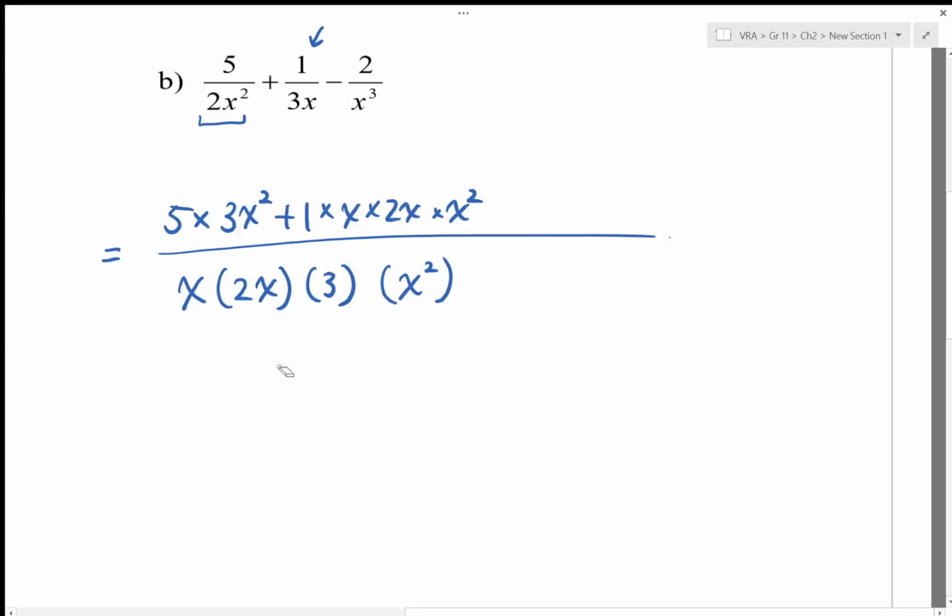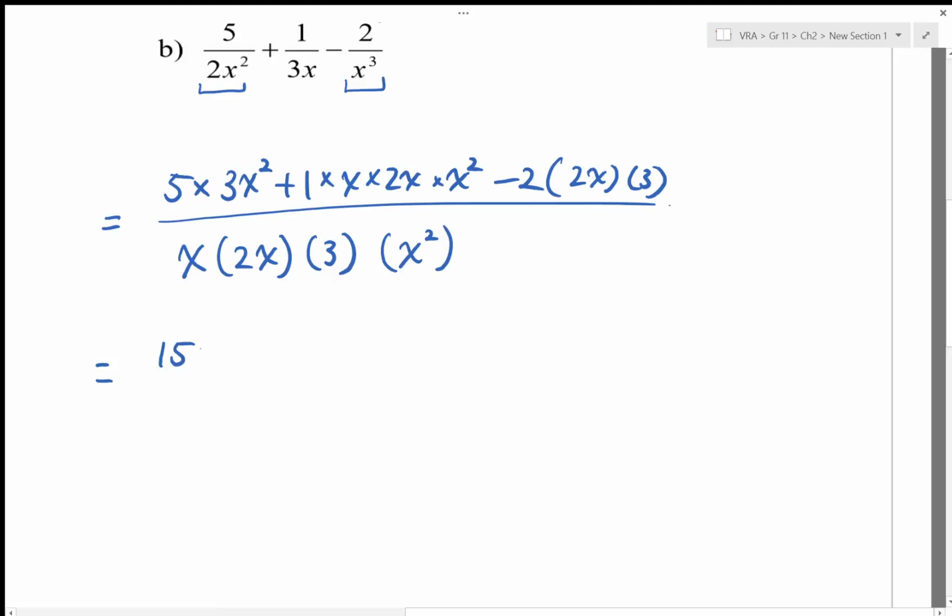Okay. Now the next, for this negative 2, what's missing here, comparing this x cubed and this whole common denominator, is x, 2x, and then 3. Actually, it's just 2x and 3, right? Because this x and x squared becomes x cubed. So then you have 2 times 2x times 3. So all we have to do now is just simplify the top, and everything should be okay.